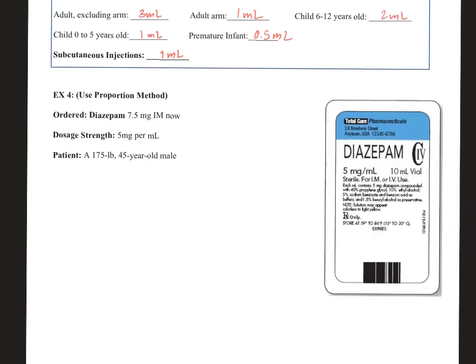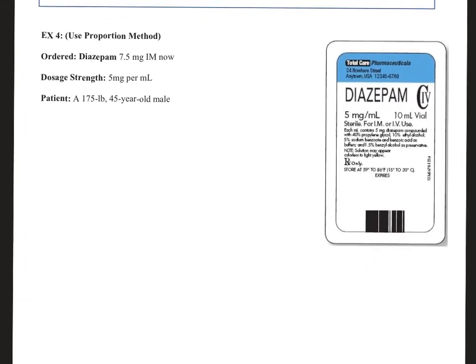We're going to go ahead and work on example 4 for finding the amount to administer. So our instructions are: find the amount to administer and select the proper syringe. So find A and syringe to use. So we have ordered diazepam, 75 milligrams, intramuscular now. And the dosage strength is going to be 5 milligrams per milliliter. And our patient is a 175-pound, 45-year-old male.